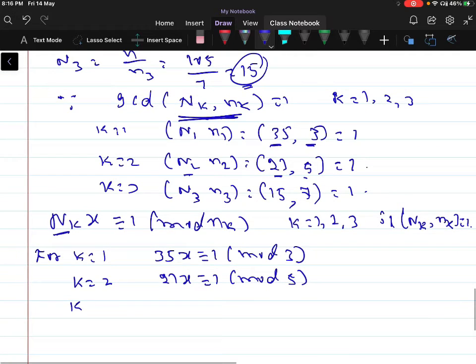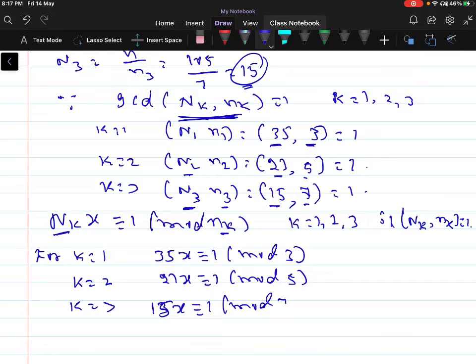For k equal to 3, N3 x is congruent to 1 modulo n3, where capital N3 is 15 and small n3 is 7. So this can be written as 15x is congruent to 1 modulo 7. Let us call these equations 1, 2 and 3.